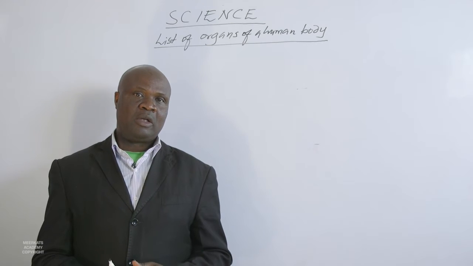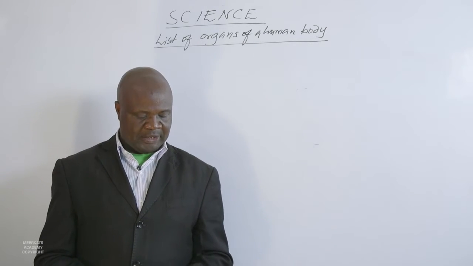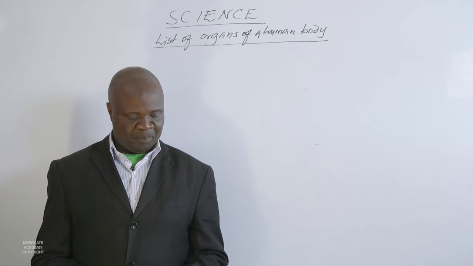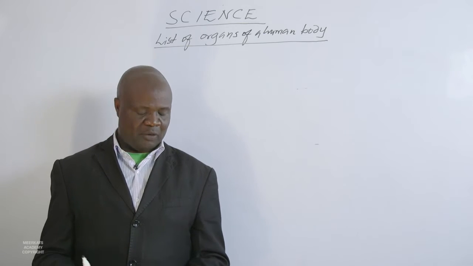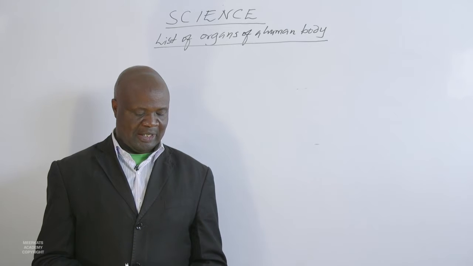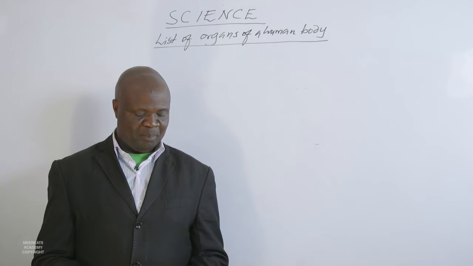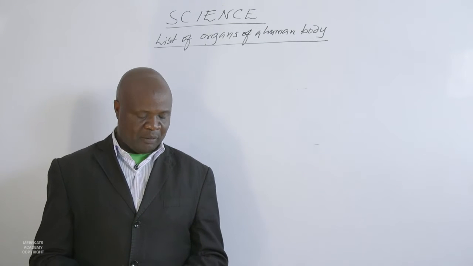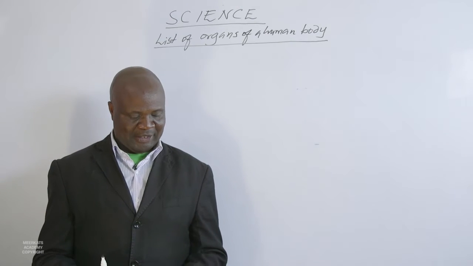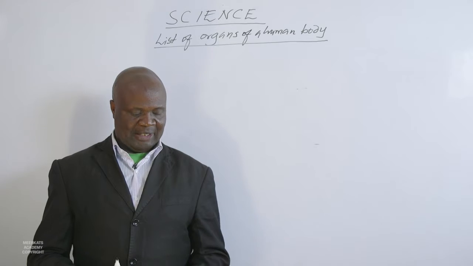Now the second system that we had seen was the digestive system, which we are going to study in depth. We said the digestive system has the mouth, and we know the function of the mouth. Within the mouth we have the teeth and the tongue. Within the mouth we also have the salivary glands, and they have functions.